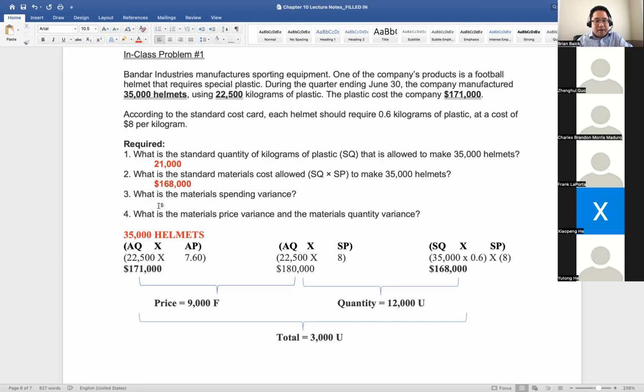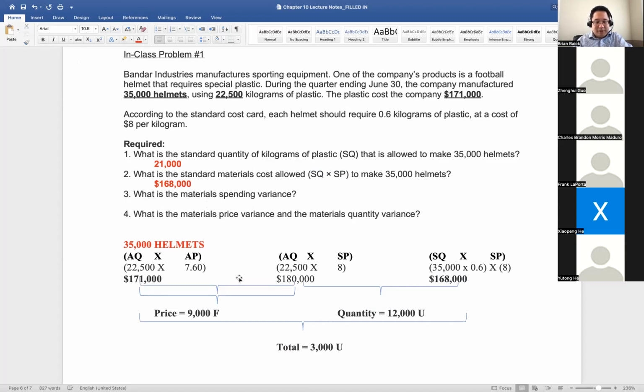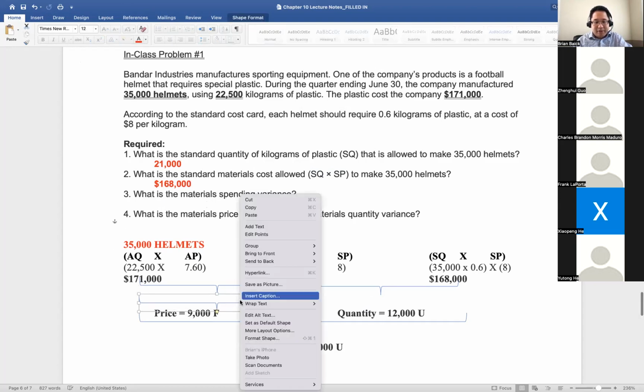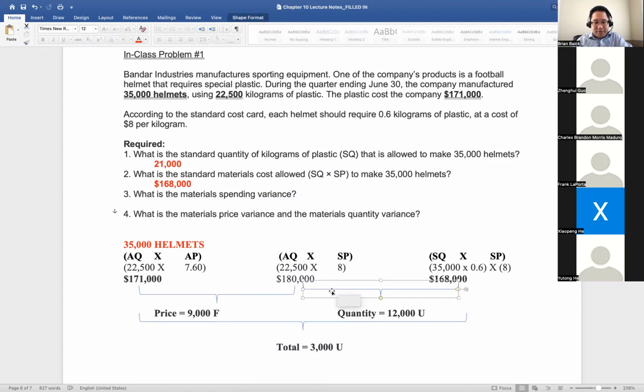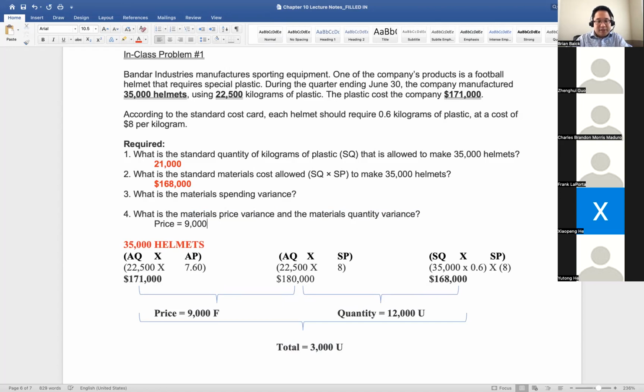It says, what is the materials spending variance? I don't know what that means, so I'm going to skip it for now and come back to it in a moment. What is the materials price variance and materials quantity variance? Well, we figured that out already. Price variance is 9,000 F, and the quantity variance is 12,000 U.